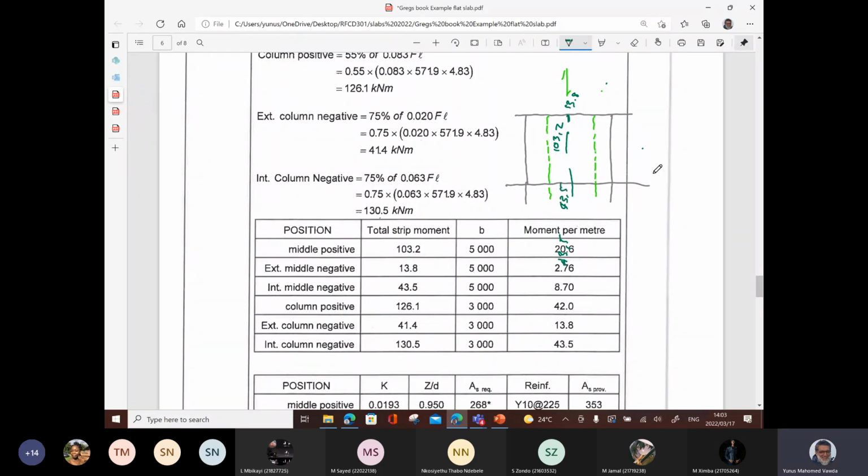Okay, 43.5. Right, so that's the way we put those moments. And then when we look at column positive, column negative, we do the same thing. So I need to put now, what color did we use? Brown.